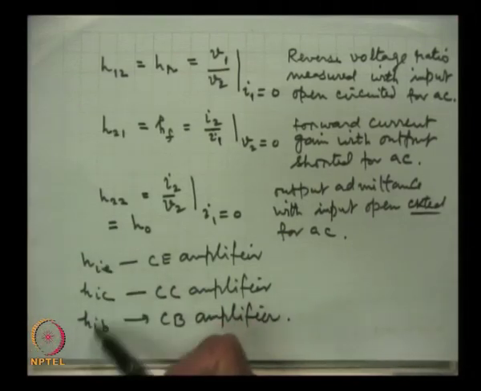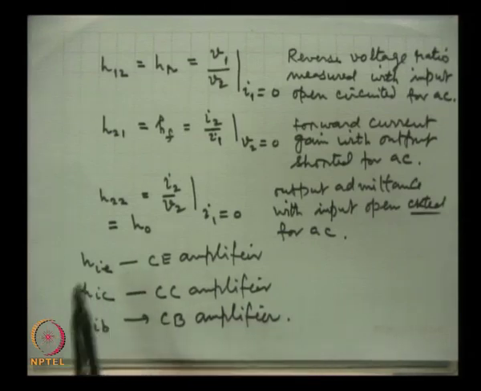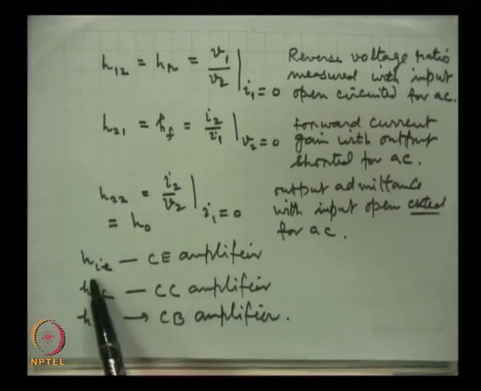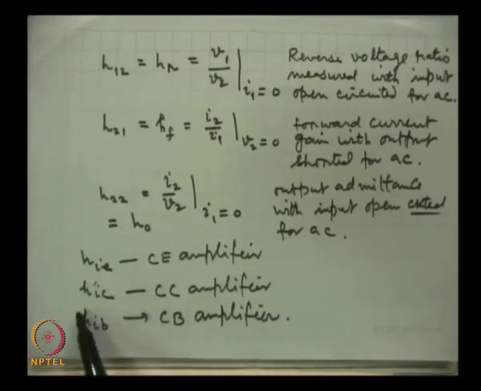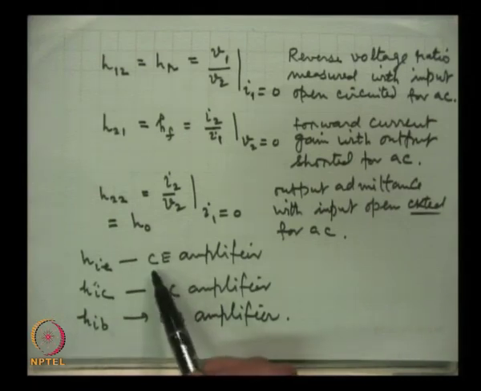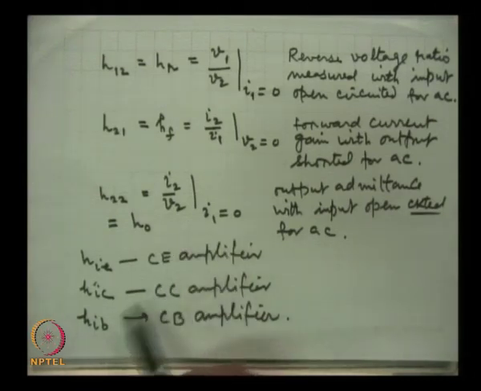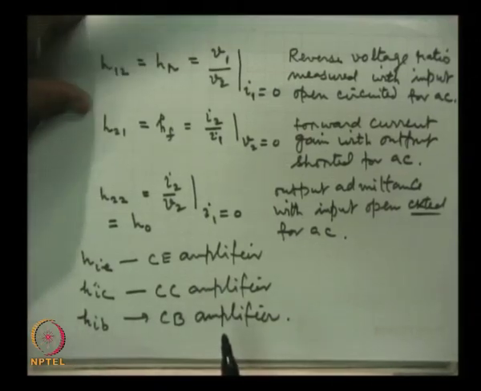So, this distinction is to be maintained, and we have to specify for which circuit we are defining and in which configuration we are measuring, because h_ie will not be equal, for example, to h_ib, because this will be in CB configuration, this will be in CE configuration. So, they are not the same, because the CE circuit is most widely used.